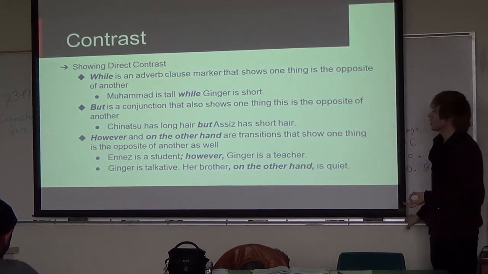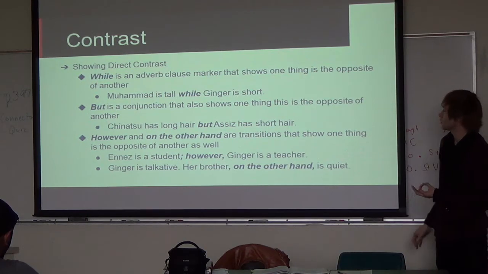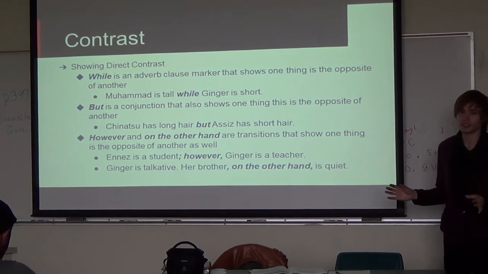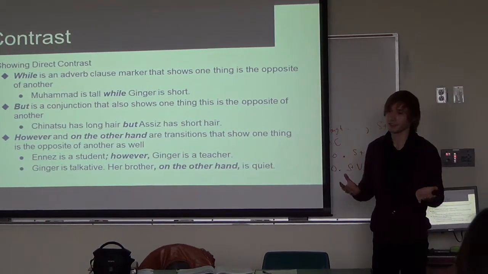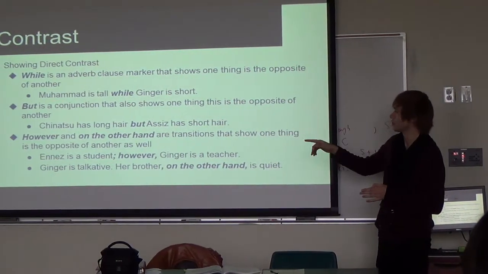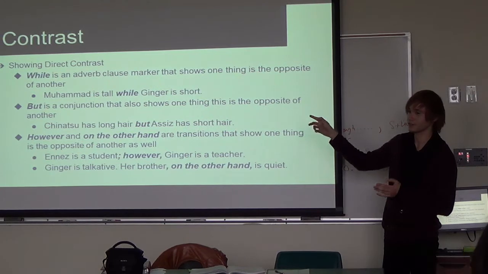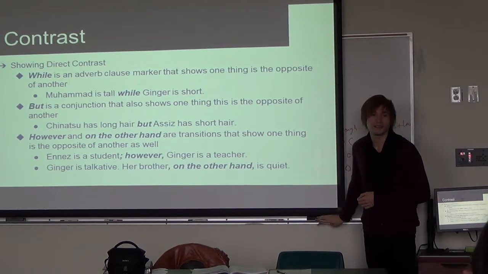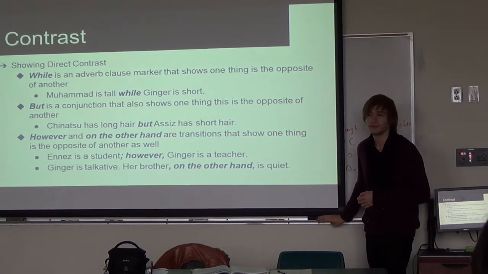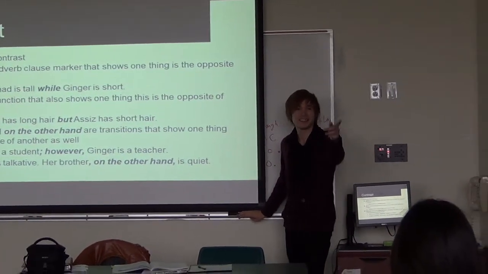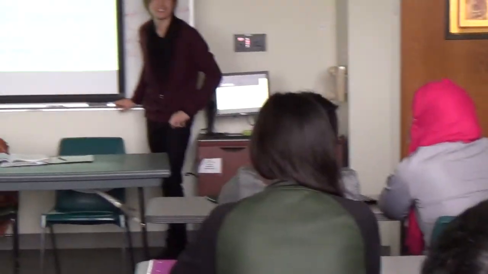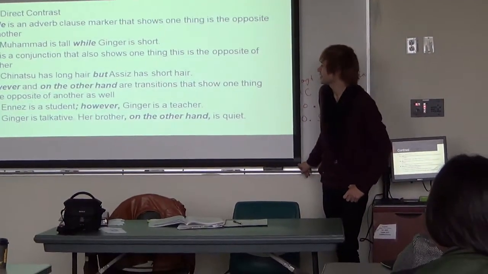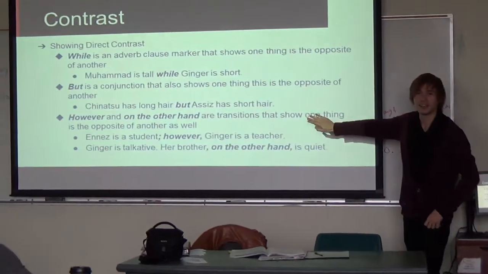But it's a conjunction that also shows one thing is the opposite of another, so it's more or less the same meaning, just it's a conjunction. So you have to be careful with how you phrase it. You have a comma before it, such as that. Okay, so you can read that one. Chinatsu has long hair, but Aziz has short hair. Yeah, just so you know, we're talking about Aziz all the way.